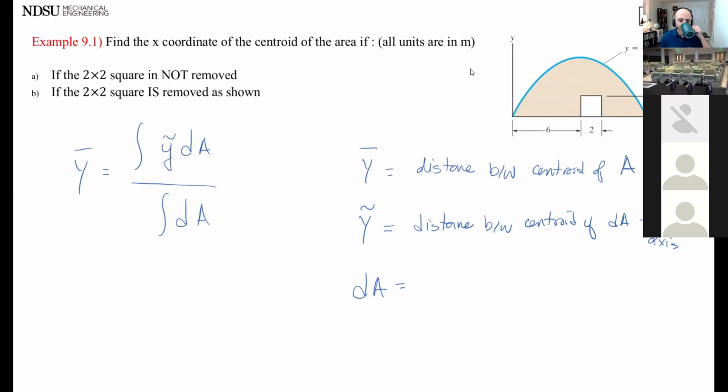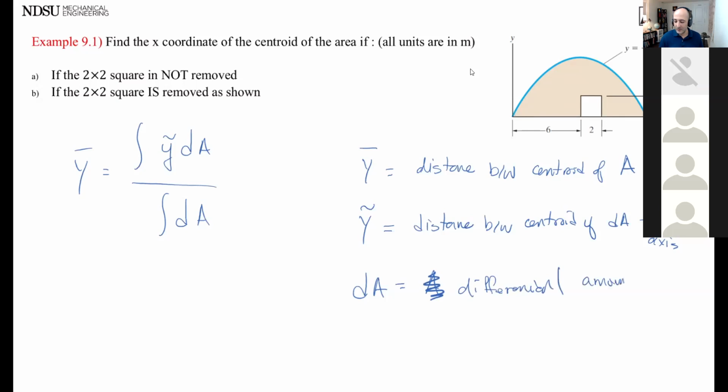The area. Is what? The area. Is the area. So dA is area. No, it's the change in area. It's not changing area. We discussed all of this on Friday. It's like a sliver or chunk of the area. It's an infinitely slim differential amount of area. Okay. It's a little tiny sliver of area that we take.